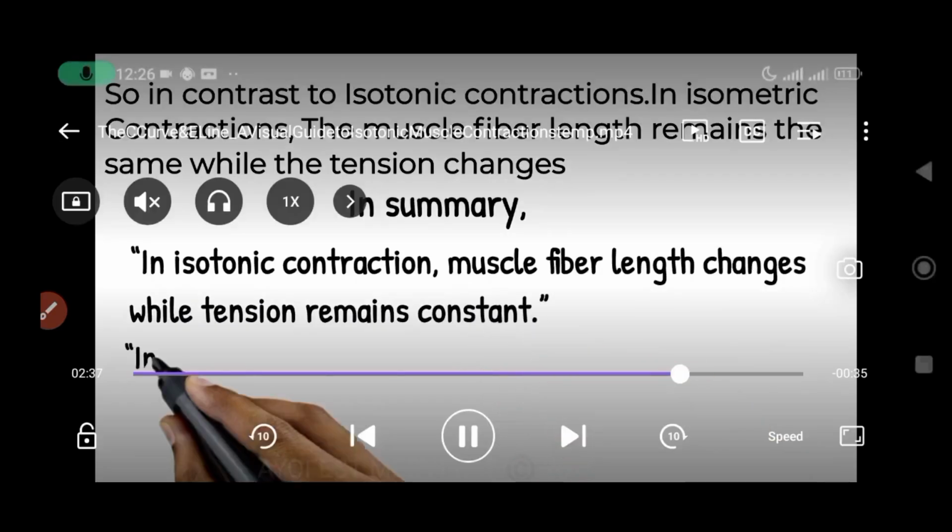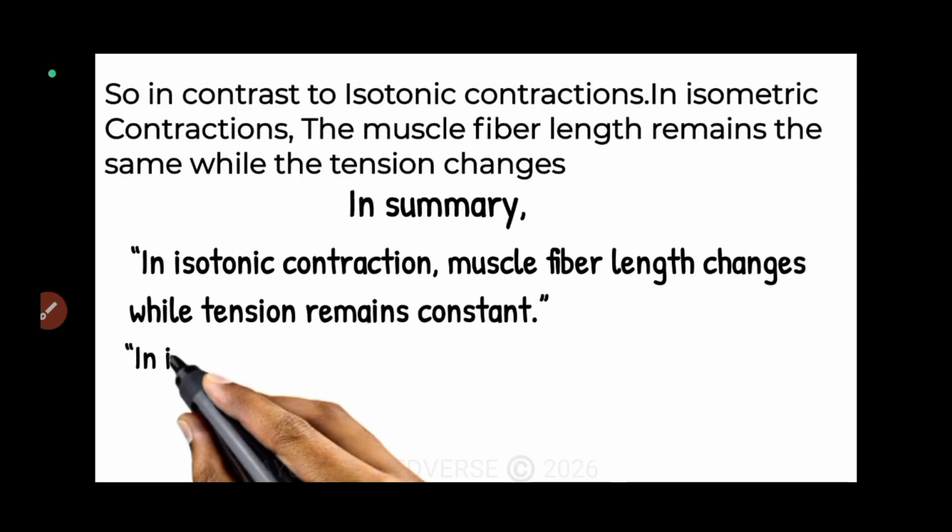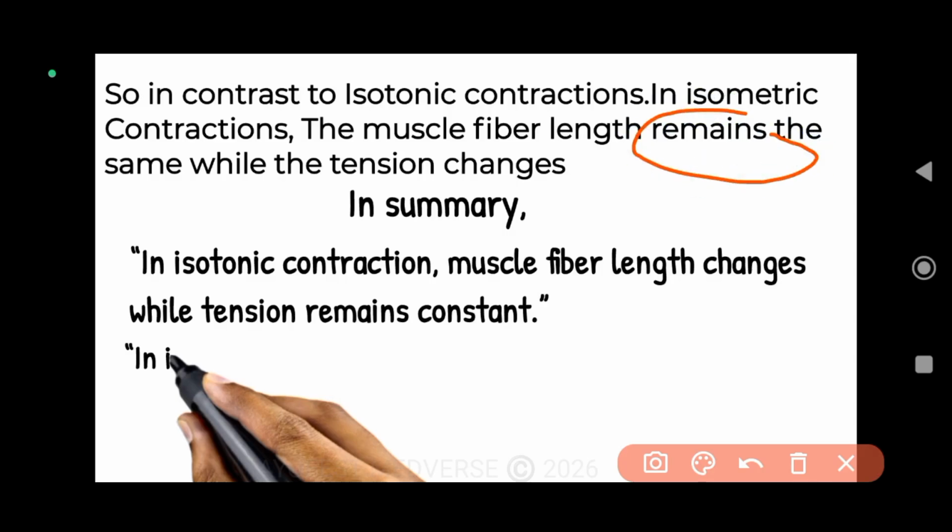So in contrast to isotonic, here the tension is not constant. The length is the constant variable here. The muscle fiber length remains the same, it is a constant variable, while the tension is going to be changing in this case.